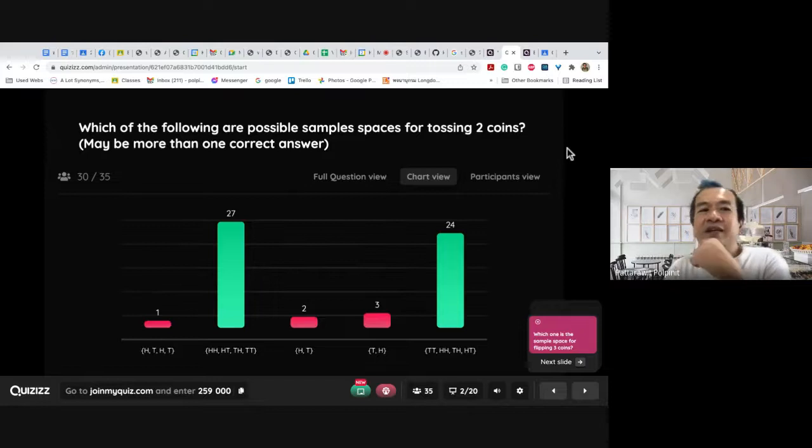This one is asking which of the following are possible sample spaces for tossing two coins.